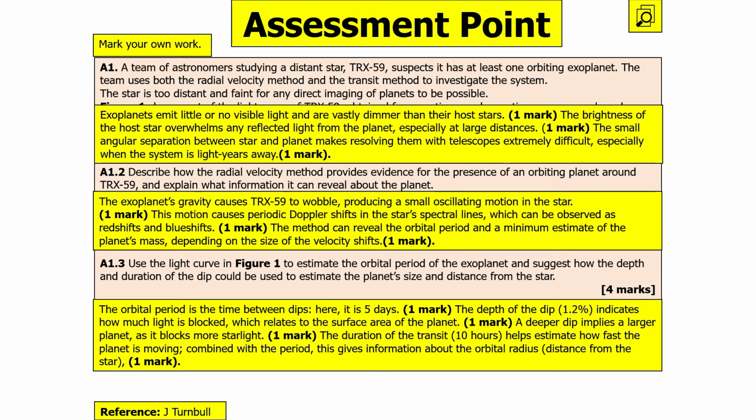The depth of the dip indicates how much light is blocked, which relates to the surface area of the planet. A deeper dip implies a larger planet as it blocks more starlight. The duration of the transit of 10 hours helps estimate how fast the planet is moving. Combined with the period, this gives information about the orbital radius, the distance from the star.